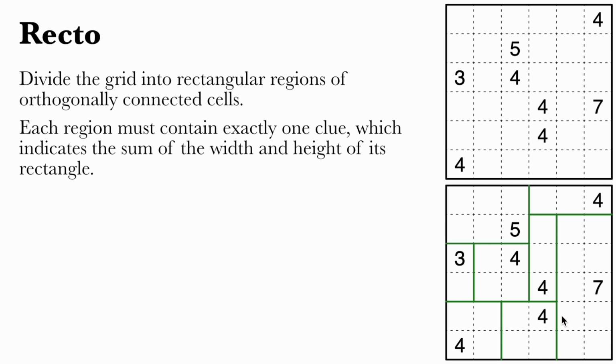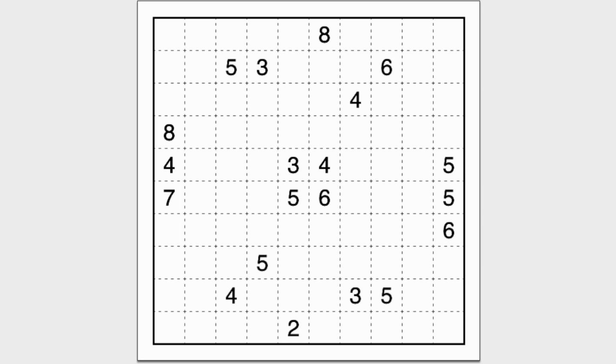So for example, this clue, which says 4, is 4 because it has a width of 2 and a height of 2. This is also a 4 with a width of 1 and a height of 3. Those are the rules of Recto, so it's time to solve a puzzle. Today's Recto was set by Eric Fox.